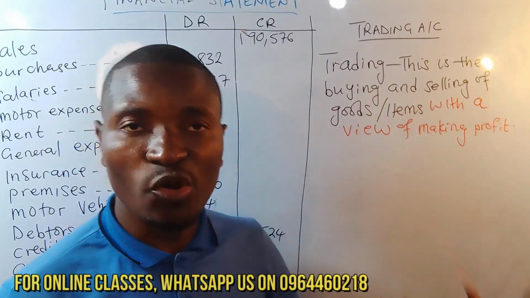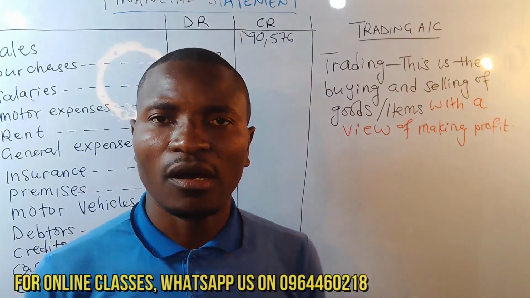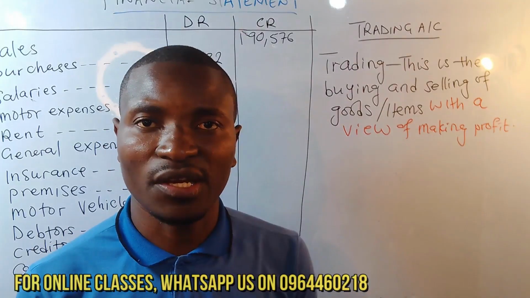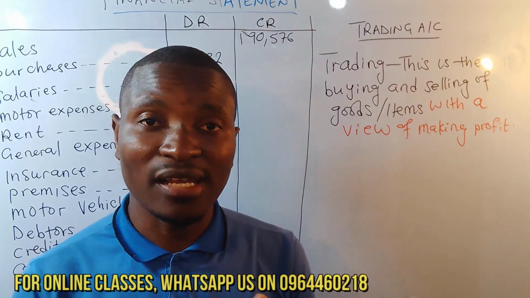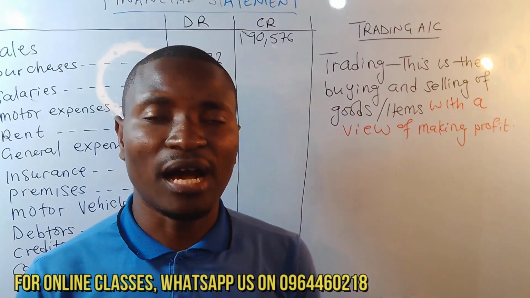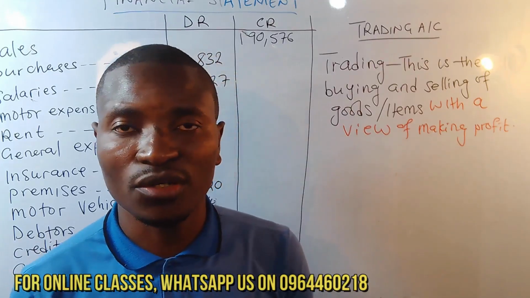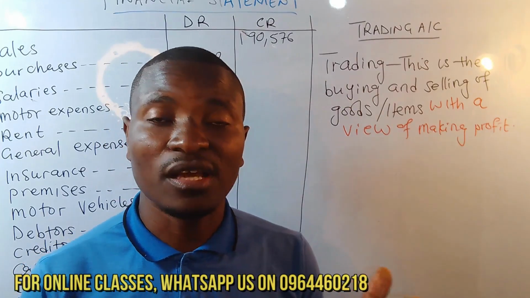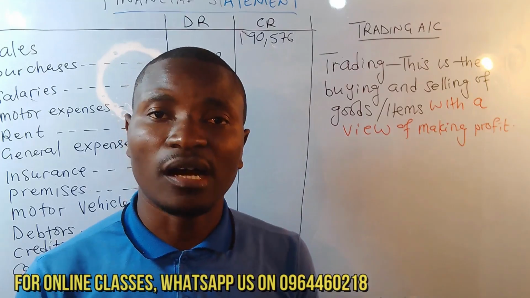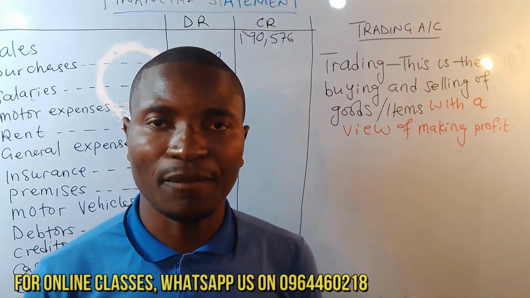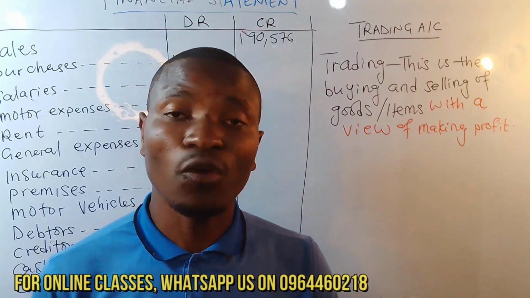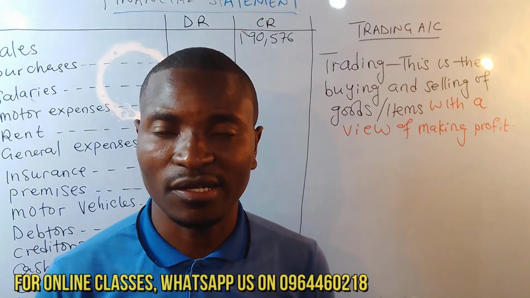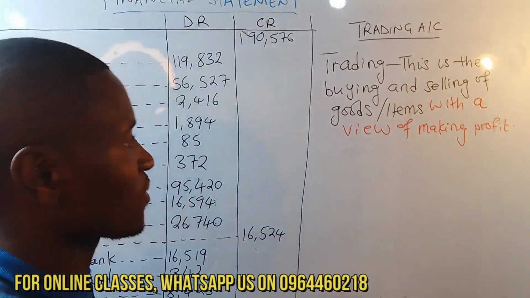So when you are drawing up the trading account, what is it that you are calculating? You are calculating the cost of goods sold, and of course the gross profit normally. Okay, so that is what we are calculating.